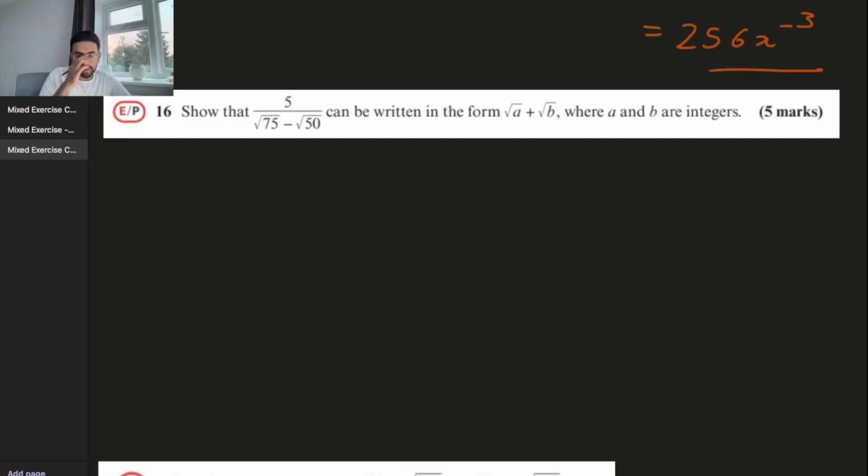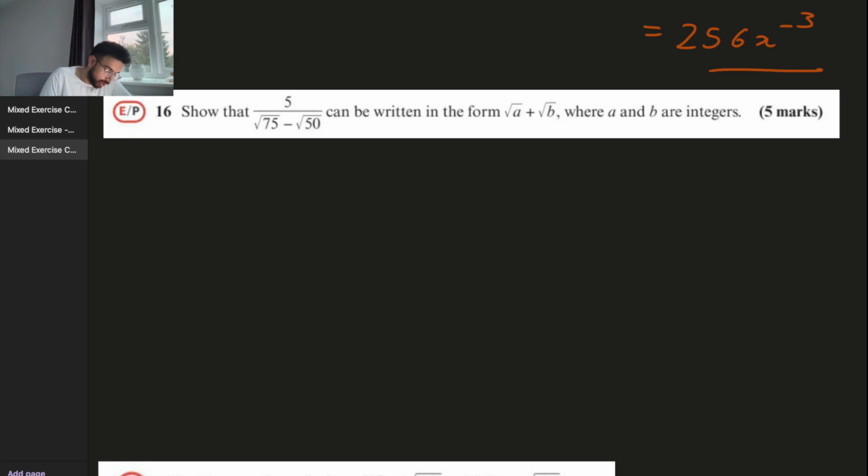So we've got to show that this surd can be written in the form square root a plus square root b. Okay, so let's get started with this. Now, the first thing that I'm going to do is rationalize the denominator. And before I do that, I'm going to stick to my method of finding the square numbers, so I can essentially pull something out of the square root.